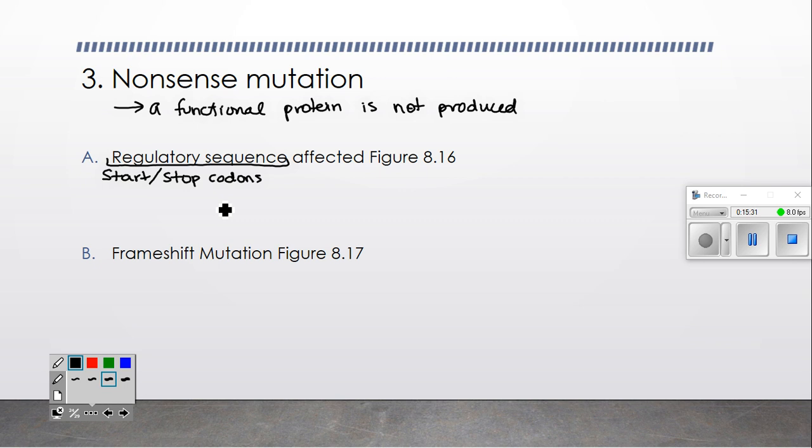So if you remember on your data table, there's methionine, the one with 1 star. That's the initiator. Then there are 3 codons, UAA, UAG, UGA. They have 2 stars. They're all stop codons. Often what will happen in a nonsense mutation is that the start codon is removed or the stop codon is added where they weren't before. So we're messing with the regulatory sequence. So we'll do an example so that you can see how that might happen.